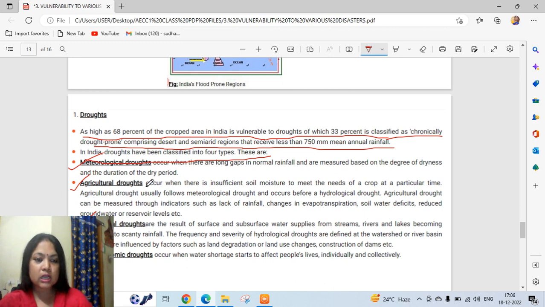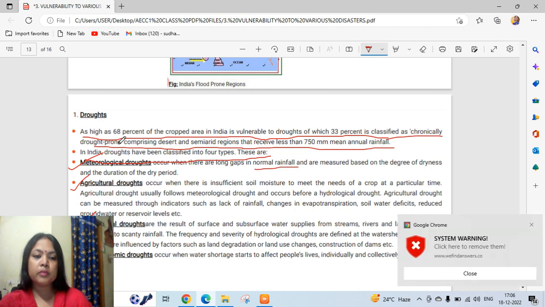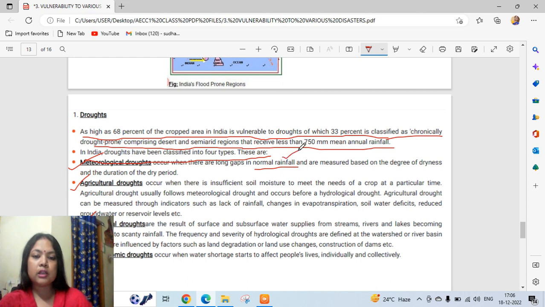Okay, meteorological drought means it occurs when there are long gaps in normal rainfall. So meteorology is related to rainfall and is measured on the basis of the degree of dryness and the duration of the dry period. Okay.